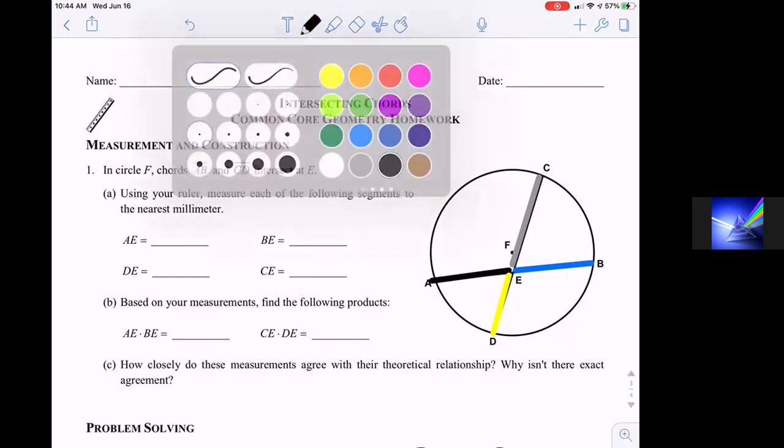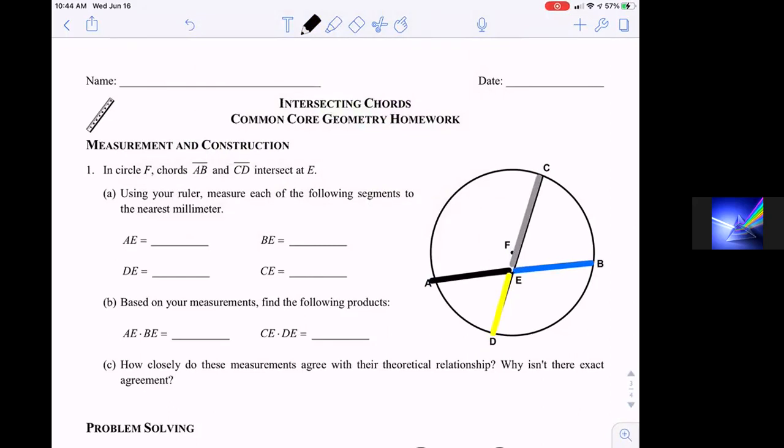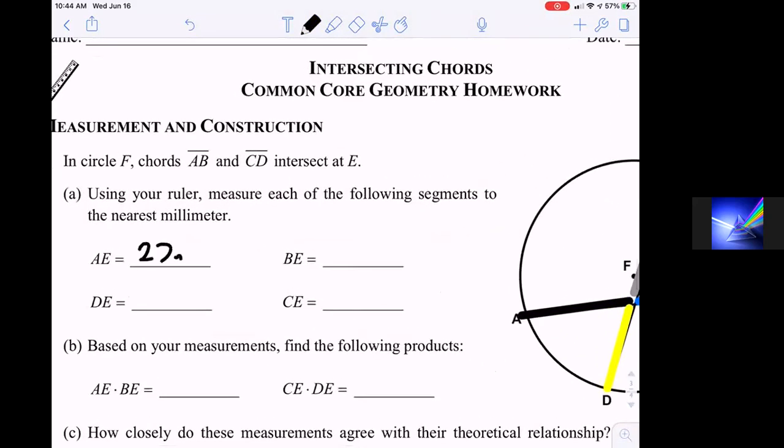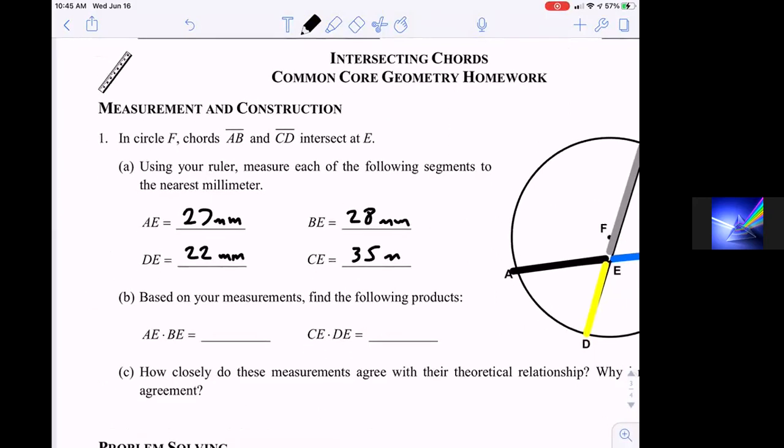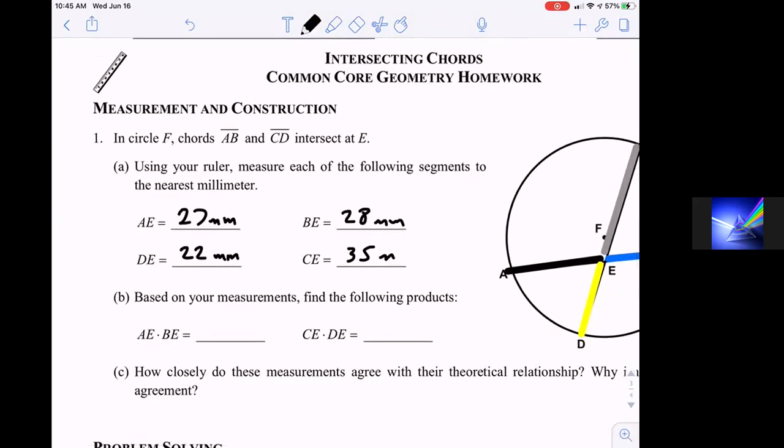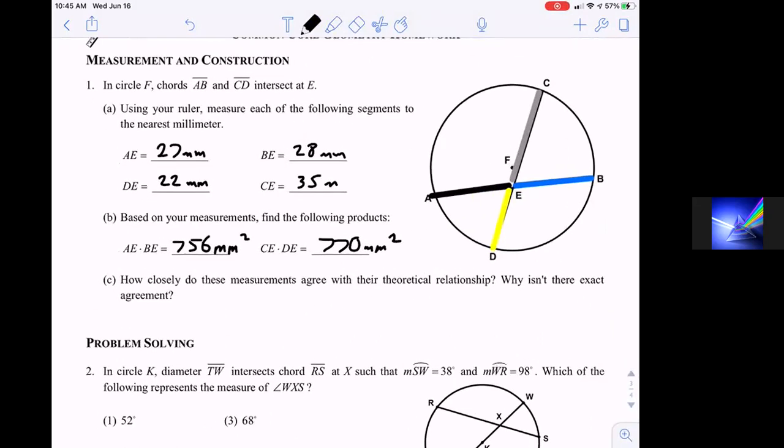So using a ruler to make these measurements, I approximated them to be about 27 millimeters for AE, 28 millimeters for BE, 22 millimeters for DE, and about 35 millimeters for CE. And so if I take the product of AE and BE, I get about 756 square millimeters. Millimeters times millimeters is square millimeters. And then if I multiply these two together, CE times DE, I get about 770 square millimeters. So I wanted to at least help you out with part A, since I don't know how many of you have a ruler available to you.